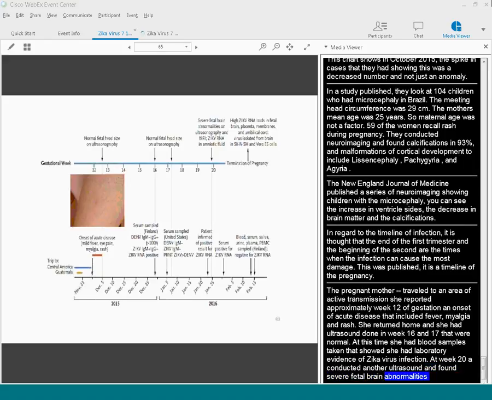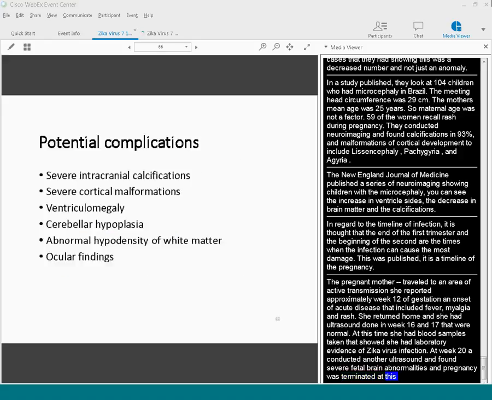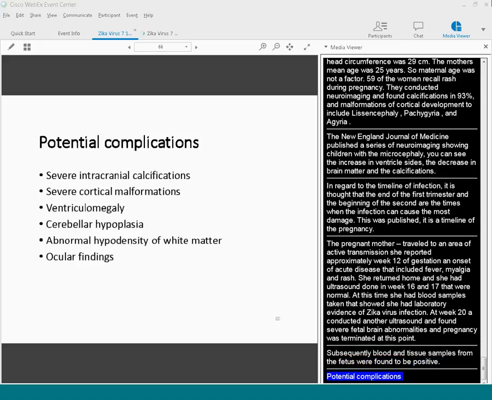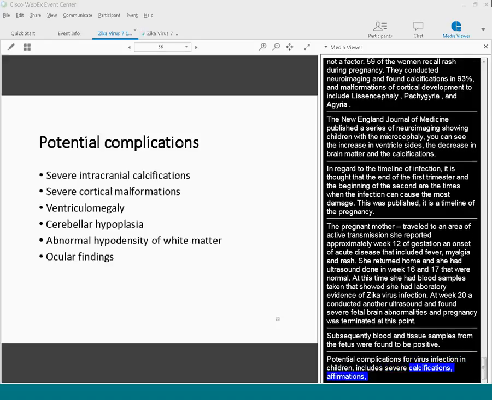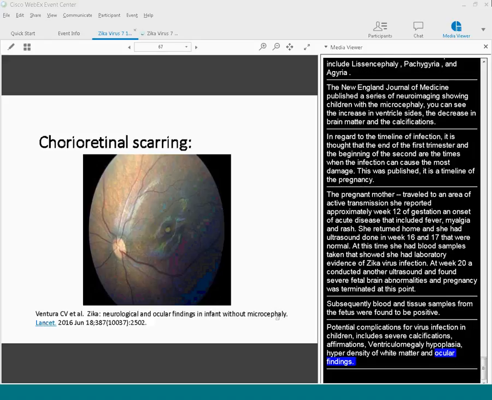Subsequently, blood and tissue samples from the fetus were found to be positive for Zika virus. Potential complications for Zika virus infection in children include severe intracranial calcifications, severe cortical malformations, ventriculomegaly, cerebellar hypoplasia, abnormal hypodensity of white matter, and ocular findings. Here is a picture from Lancet showing chorioretinal scarring.